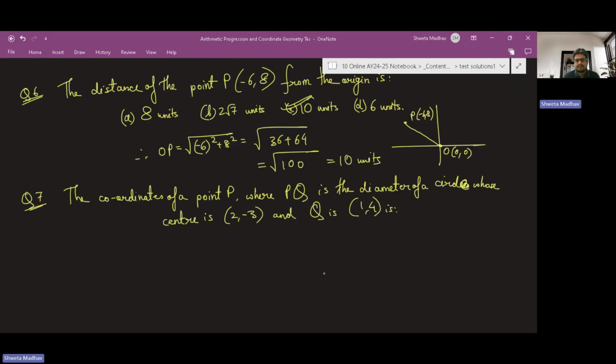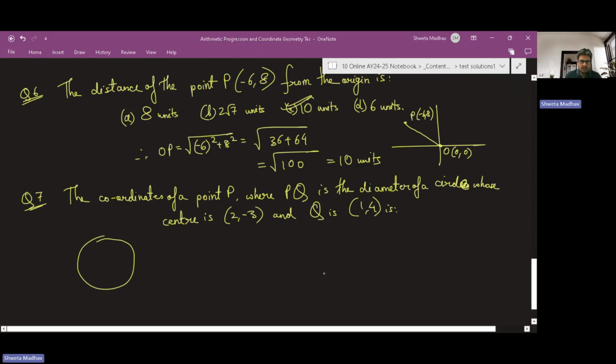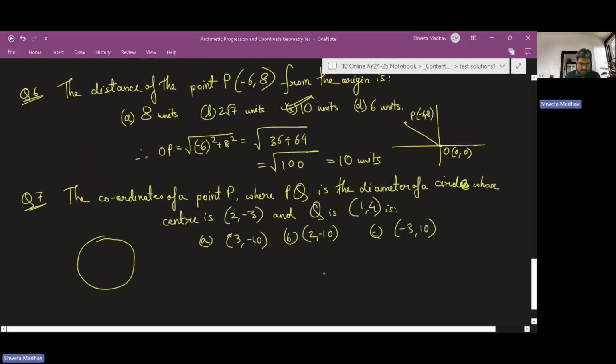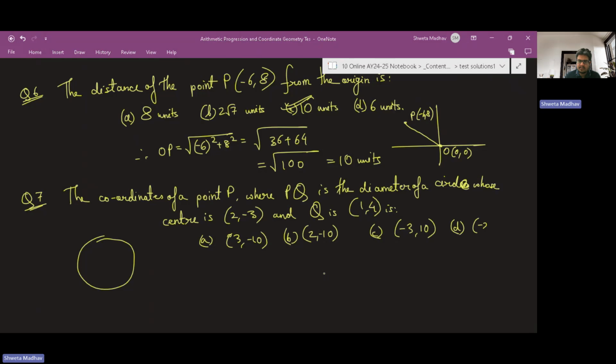PQ is the diameter of a circle whose center is (2, -3) and Q is (1, 4). We know that, so it's okay. Option A is (3, -10), option B is (2, -10), option C is (-3, 10), and option D is (-2, 10).